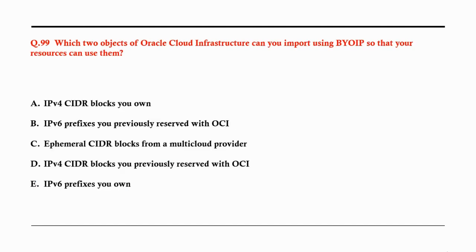Question 99. Which two objects of Oracle Cloud Infrastructure can you import using BYOIP so that your resource can use them? BYOIP means bring your own IP. The correct answer is A, IPv4 CIDR block you own, and E, IPv6 prefix you own.